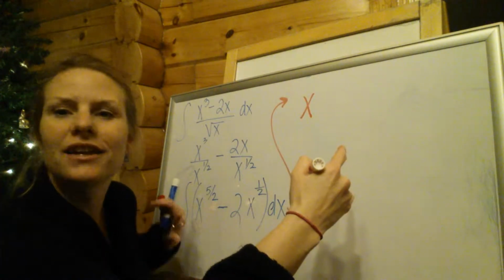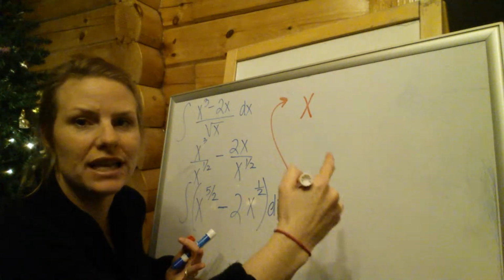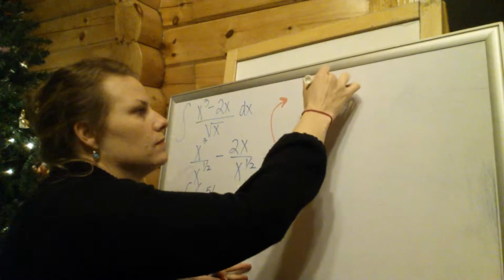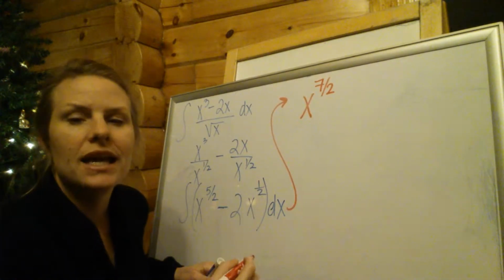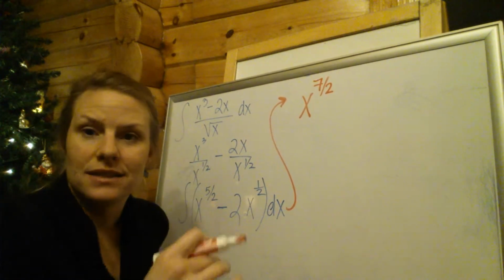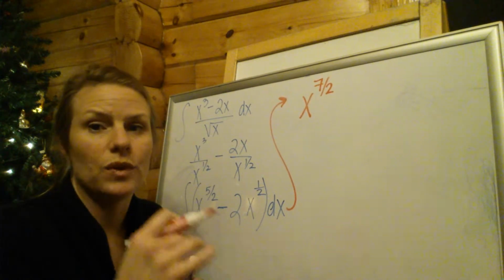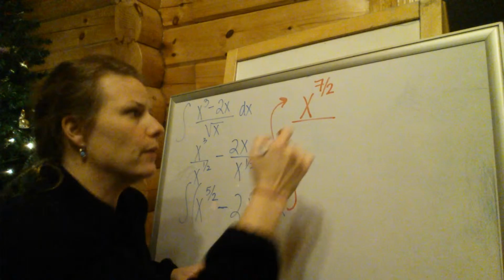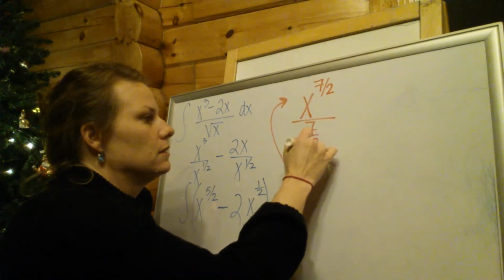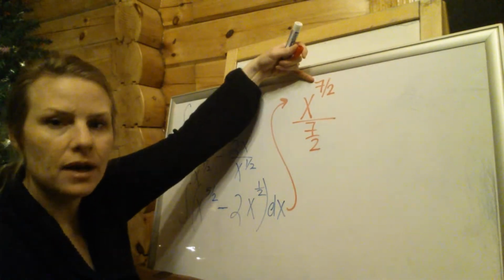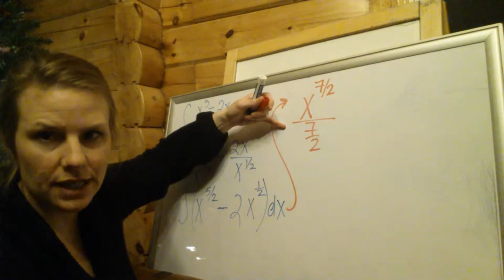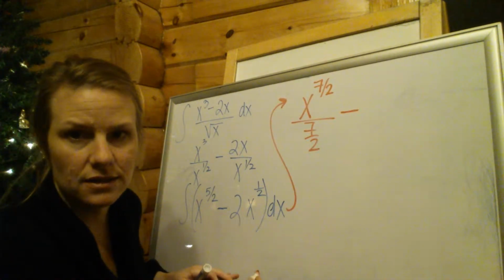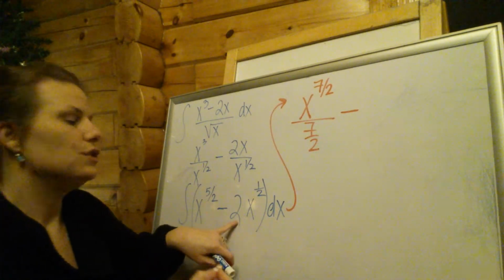Do it on your calculator or whatever. Just understand that 5/2 plus 1 is 7/2. Now, the next step that you will always do with integration with the power rule is divide by that new power. So we added 1 to the power, divide by the new power. That's the power rule. Move on to the next term, minus 2.